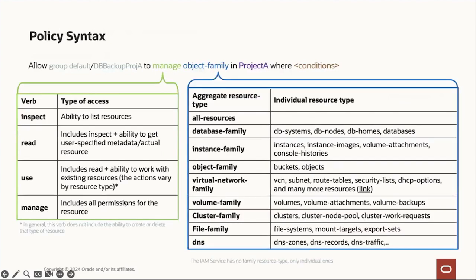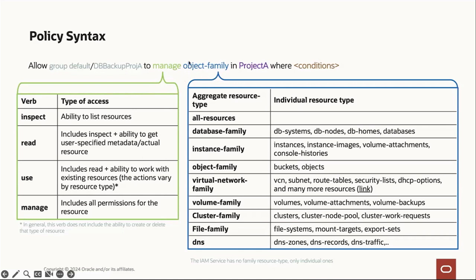So this is a little bit more on policy syntax. Once again, you're allowing a group of users a certain level of permissions. In this case, manage is the highest, which includes all permissions for the resource. Or you can do inspect, to list the resources. You can do read, which is inspect plus the ability to get user metadata from the resource. Or you can use it, which is read plus the ability to work with existing resources. So those are certain levels of access that you can grant to your group of users.